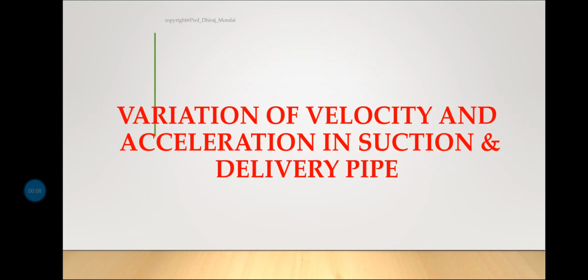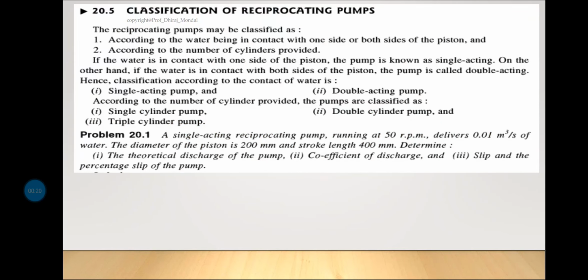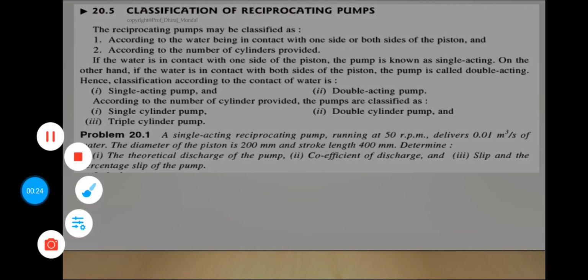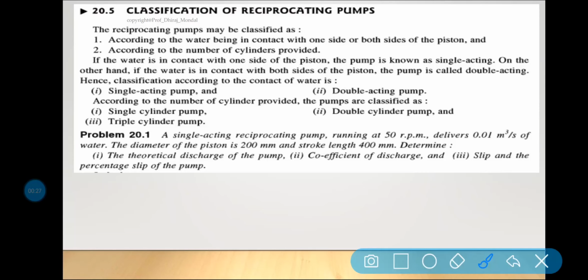Today we will be discussing the reciprocating pump. Here, the topic is variation of velocity and acceleration in suction and delivery pipe. Before this discussion, let us discuss the classification of reciprocating pump. Last class we discussed the reciprocating pump, where the double acting reciprocating pump and the sleeve of the reciprocating pump were discussed. So first of all, classification of the reciprocating pump.